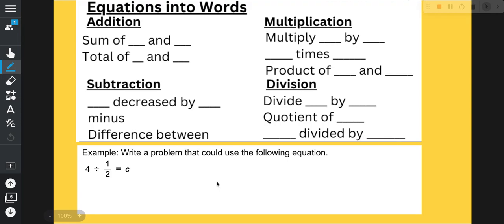Well, if you had 4 cakes, 4 of them, and we divide them in half, how many pieces of cake do we now have? We have 8 pieces of cake. So that could stand for one of the problems we could have said for this equation.